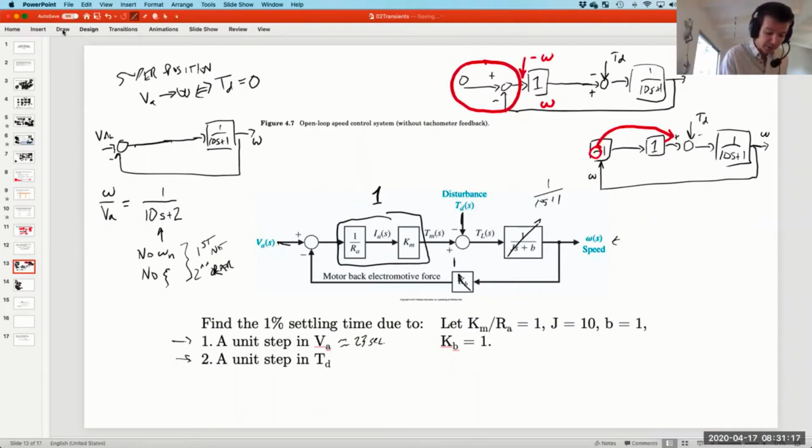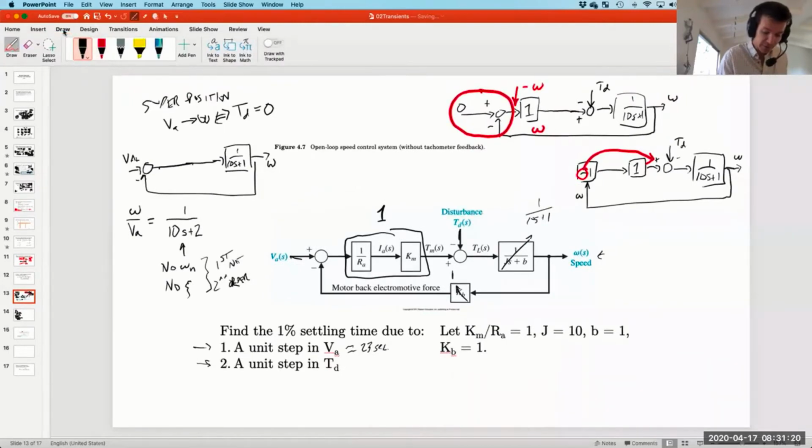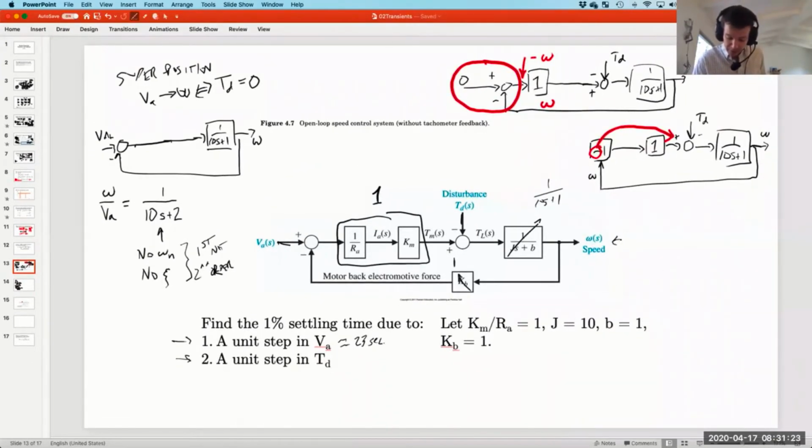So let's go back. This is a little cumbersome. But let's go down here. T sub d comes in with a negative sign, and now the other signal also comes in with a negative sign. The output of that summing junction goes into the 1 over 10s plus 1 block. And now everything else is 1 around the loop. I'm doing a lot of drawing and assuming you're keeping up with me, but if you have questions, please call them out.